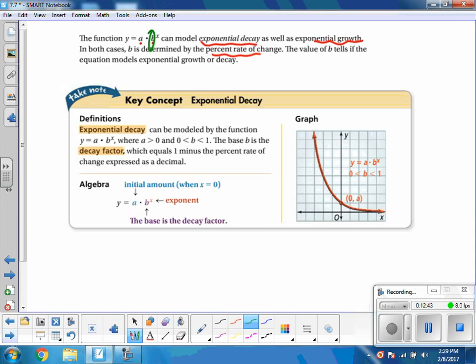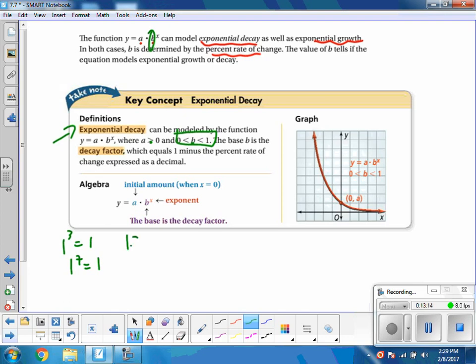Let's look at exponential decay. Exponential decay is where a is greater than 0, so we have a starting point somewhere, and where b sits in between 0 and 1. So your growth factor is in between 0 and 1. Now, if you think about it, if you have a base of 1, 1 to the 3rd power is still 1, or 1 to the 7th power is still 1.